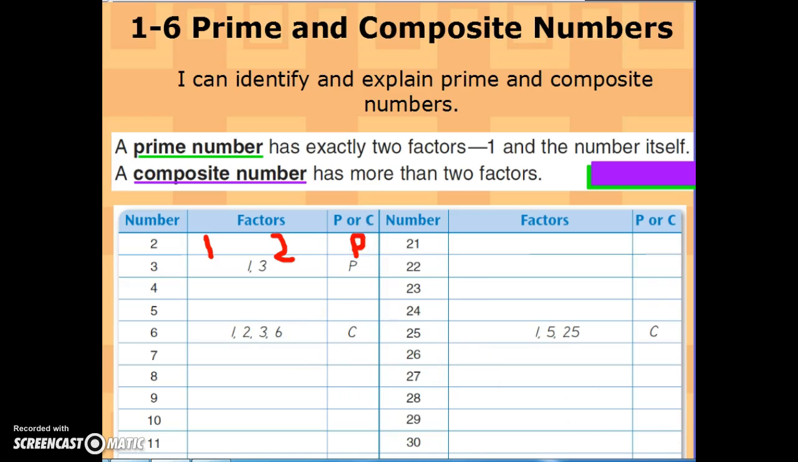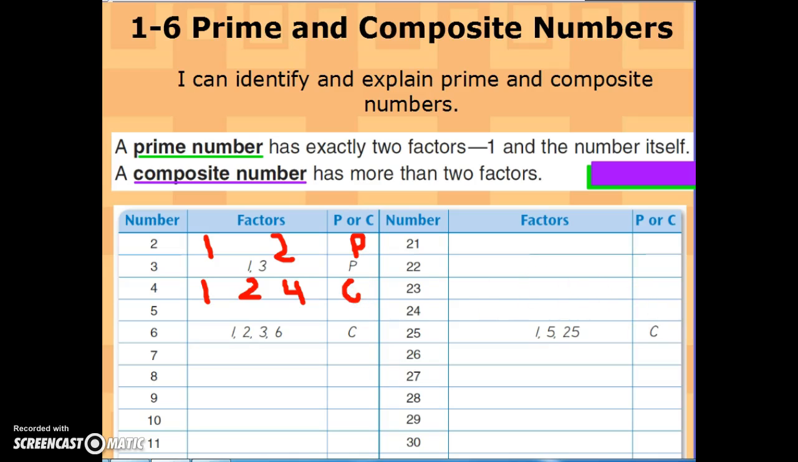All right, they've done number 3. You can see that 3 is also prime. Its only factors are 1 and the number itself. How about 4? I know for 4 I can do 1 times 4, but are there other ways to make 4? Yes, I can do 2 times 2. Now notice I don't have to list both 2's. 2 is a factor of 4, I only need to list it once. But this has more than two factors, so it is composite.